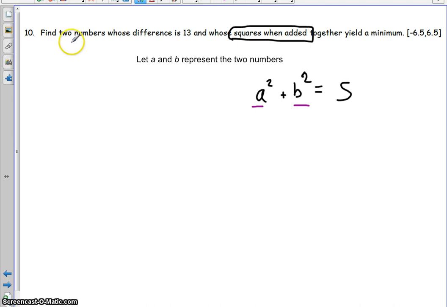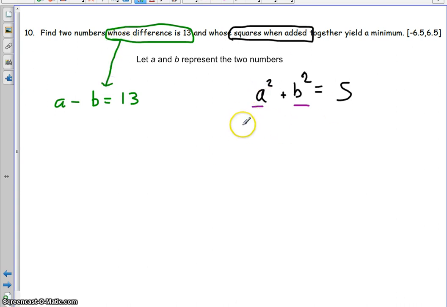So the information that we haven't used yet is we were told that the numbers have a difference of 13. Well, what does difference mean in math? It means that one is 13 larger than the other. So let's just say we let a be the larger number. We're going to have the equation a minus b equals 13. Okay, and that's going to be an equation that we can then use to isolate for a variable, which we can then use to replace a variable in our main equation over here.